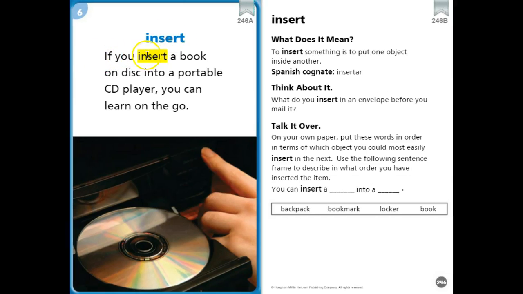Insert. If you insert a book on disc into a portable CD player, you can learn on the go. To insert something is to put one object inside another. What do you insert in an envelope before you mail it? Put the words in the box in order in terms of which object you could most easily insert into the next. You can use the following sentence frame to describe in what order you would insert the item.